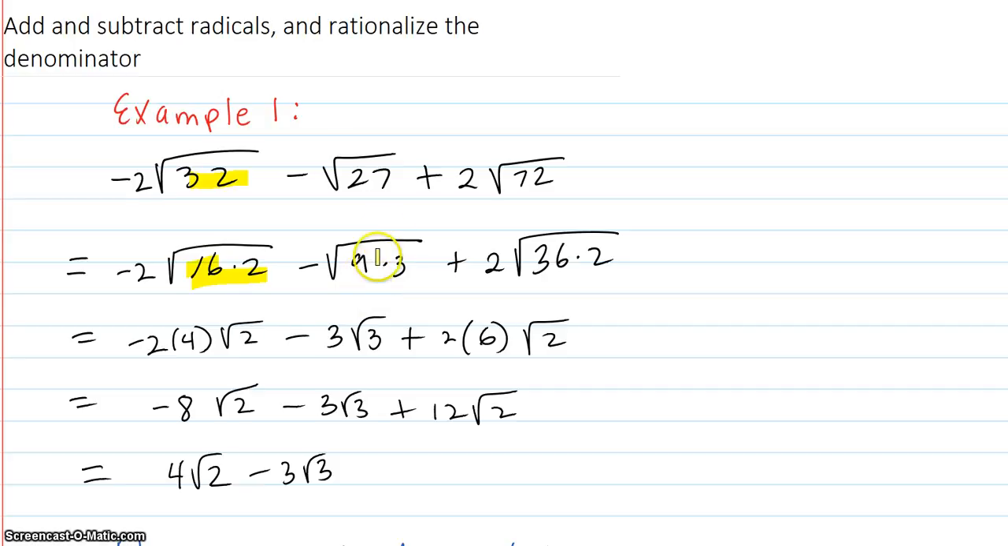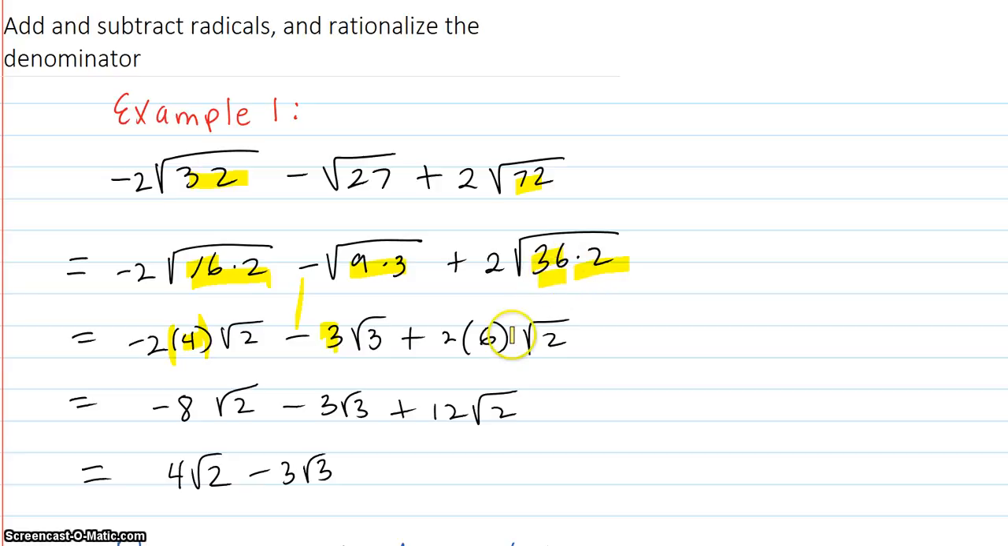27 breaks down to 9 times 3. 9 is 3 squared, that's the biggest square inside 27, and 36 is the biggest square inside 72, and this is what's left over. So you do that first, then you say the square root of 16 is 4, the 2 stays in. You use the parentheses so you don't forget the negative 2, and then the square root of 9 is 3, and you still have the subtraction sign.